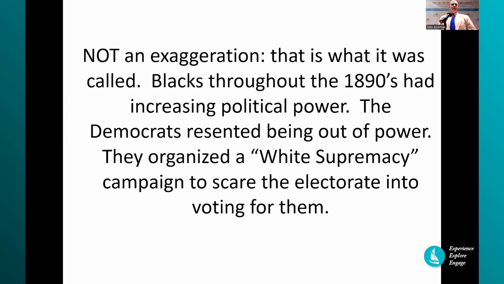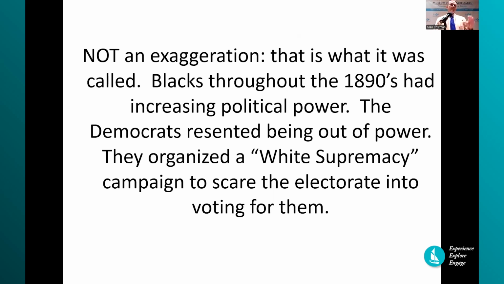The issue was that the Democratic Party was concerned in the 1890s because during the 1890s, Blacks had increasing political power. Many of them held political office. And Democrats resented being out of power. And so they figured out a way to break up this coalition. There was a coalition called Fusion, and that involved Republicans as well as populists, and Black men gravitated to the Republican Party. And so this coalition kept Democrats out of power.